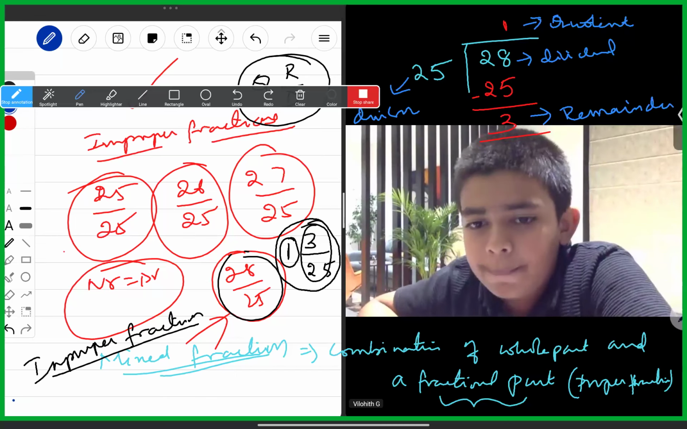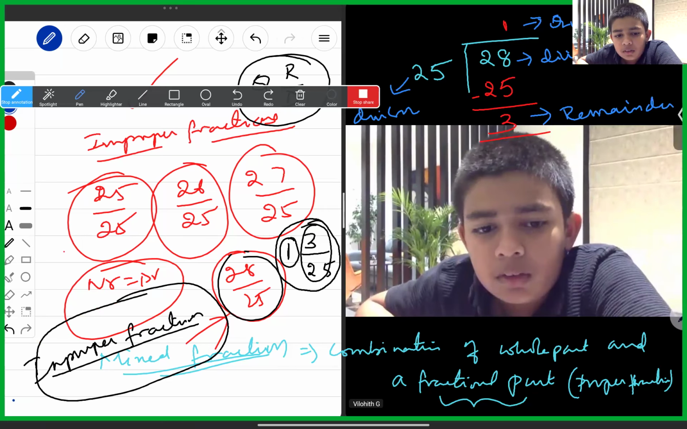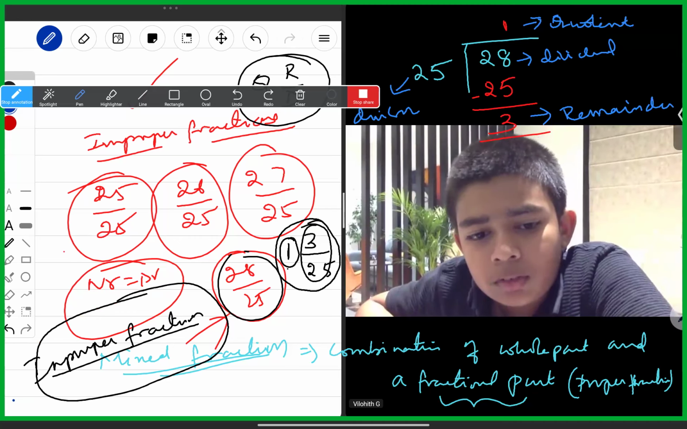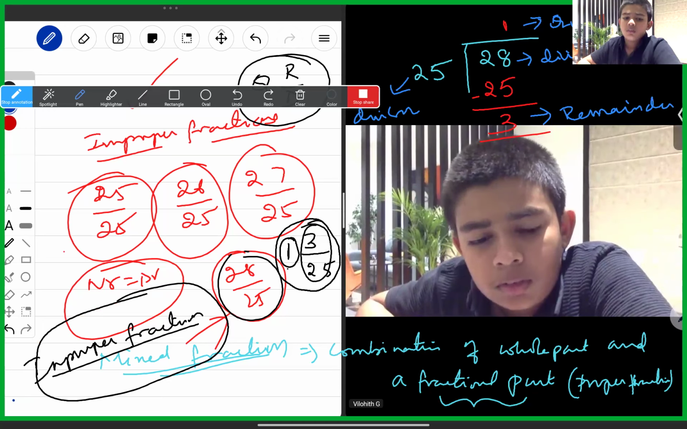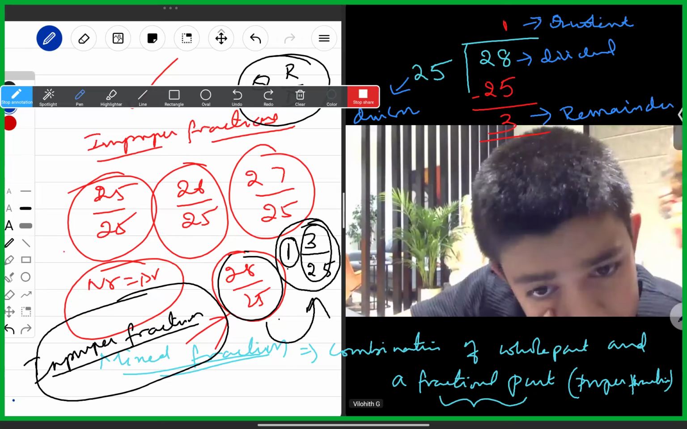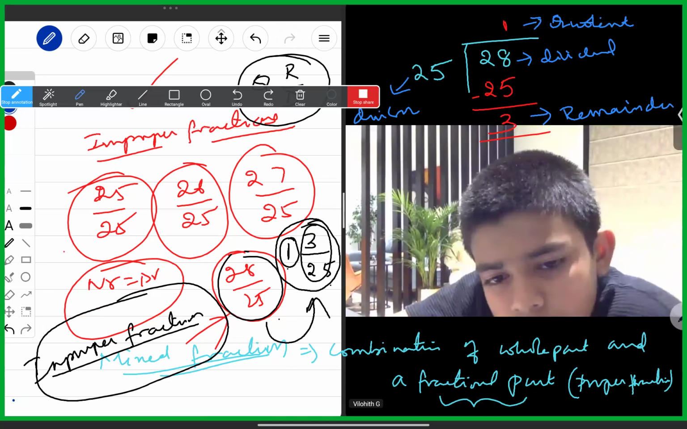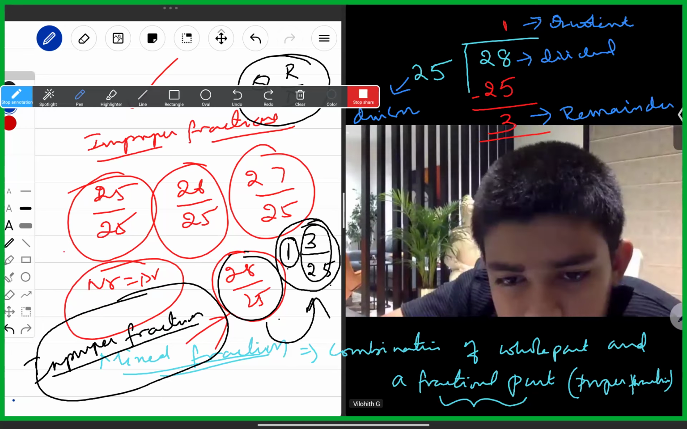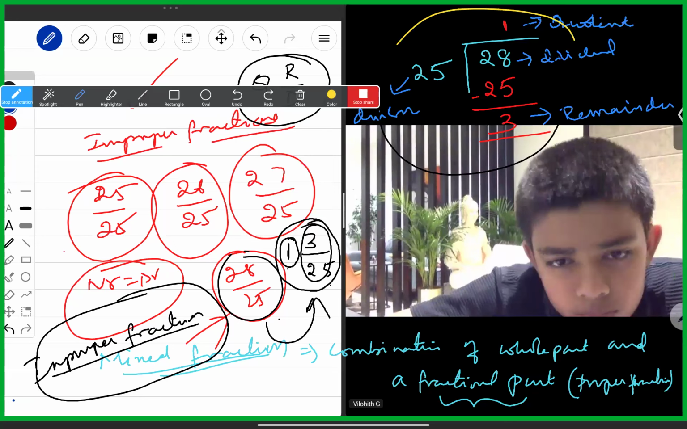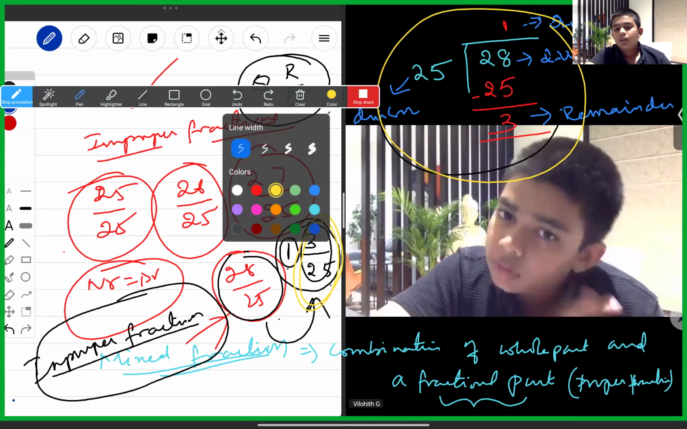So mixed fraction can be written only for what type of fractions? Improper fraction. Yes. When we write any improper fraction as a mixed fraction, we'll get a whole part and a fractional part, and 100% that fractional part is a proper fraction. If you get an improper one, your division might have gone wrong, and we'll get an improper fraction in the place of 3 by 10.